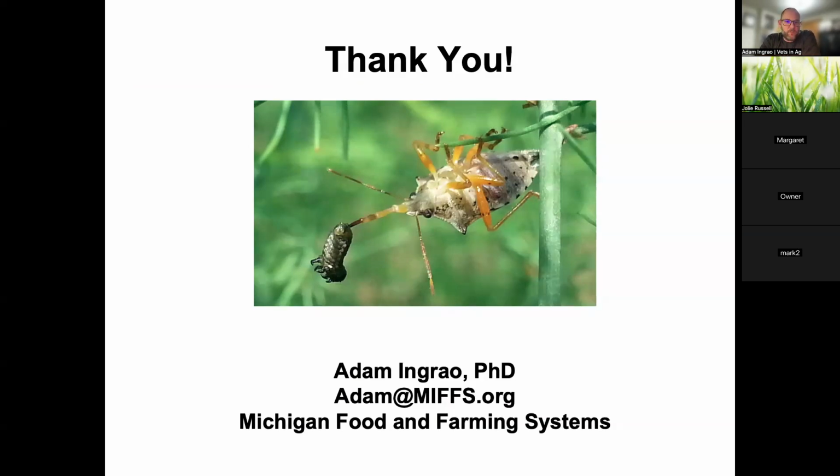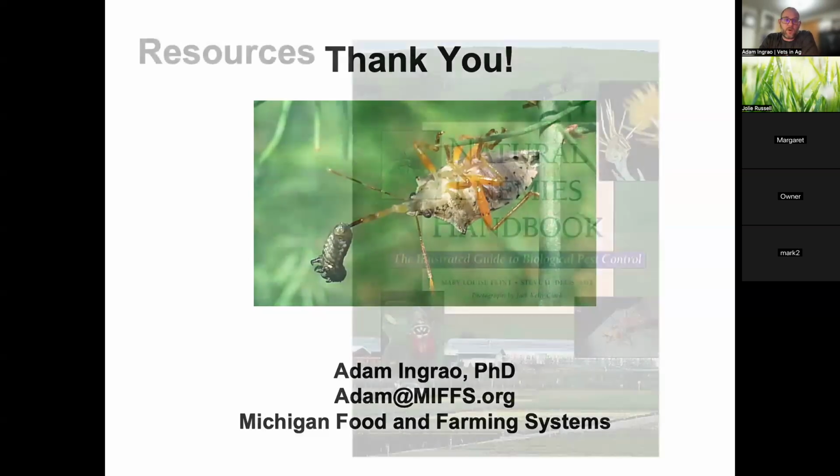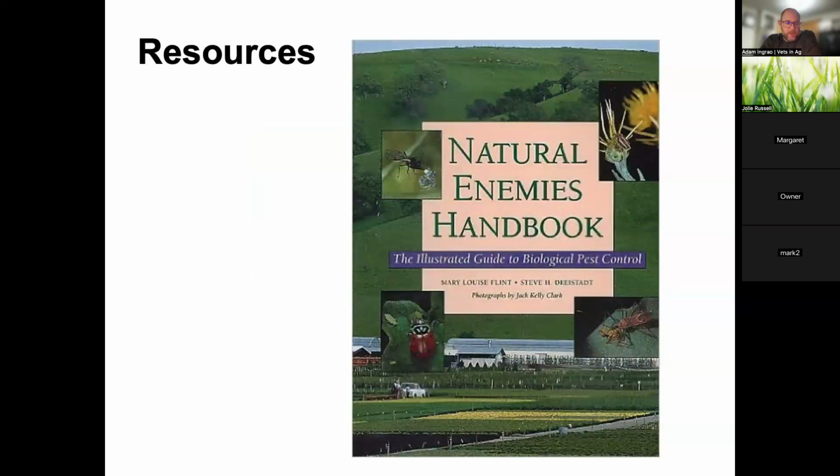And I'm going to wrap up by giving you a couple of examples of resources that you can use to actually learn more about this. Number one, this is a really great book that is very approachable for anybody: The Natural Enemies Handbook. This is put out by the University of California publication house. It's a very highly illustrated guide to biological pest control. It gives you the theory behind it, some of the case studies, and a lot of the nuts and bolts about who are the good organisms and what they actually do. It's a really great book to check out.